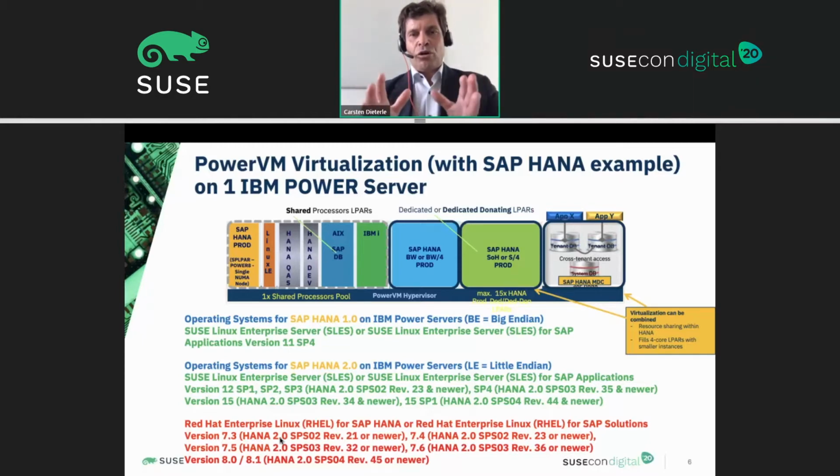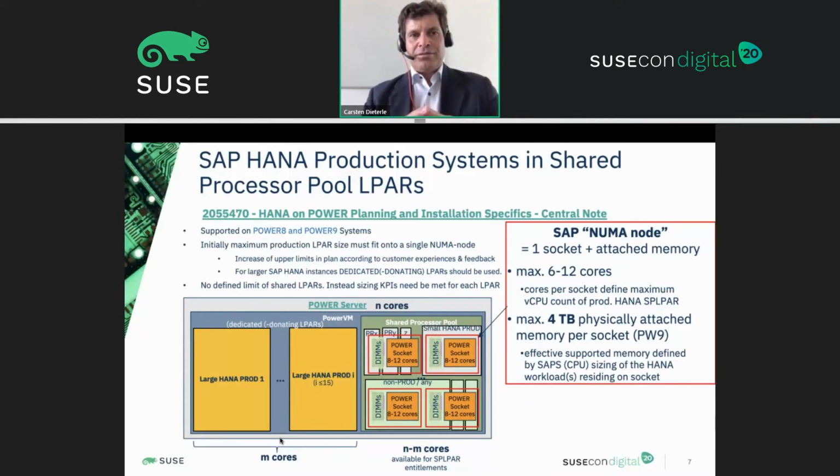That means the cores were really dedicated for this LPAR. In the dedicated donating setup, the not used cores were going back to the shared processor pools. And that is the virtualization. So our traditional SAP workload and other workloads, web servers or whatever you have installed in your data center, runs normally in the shared processor pool.